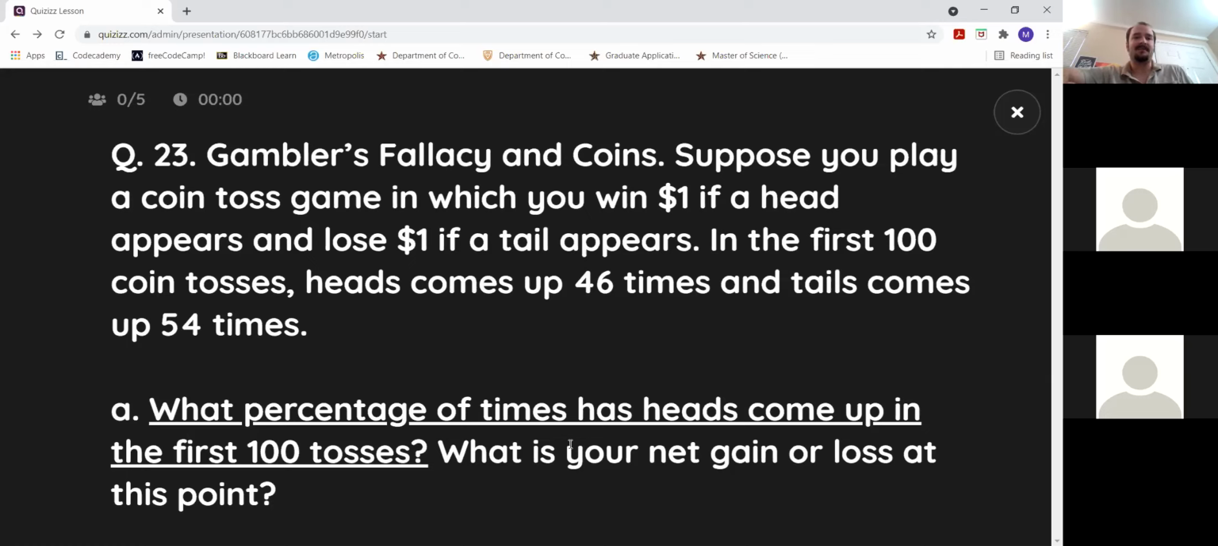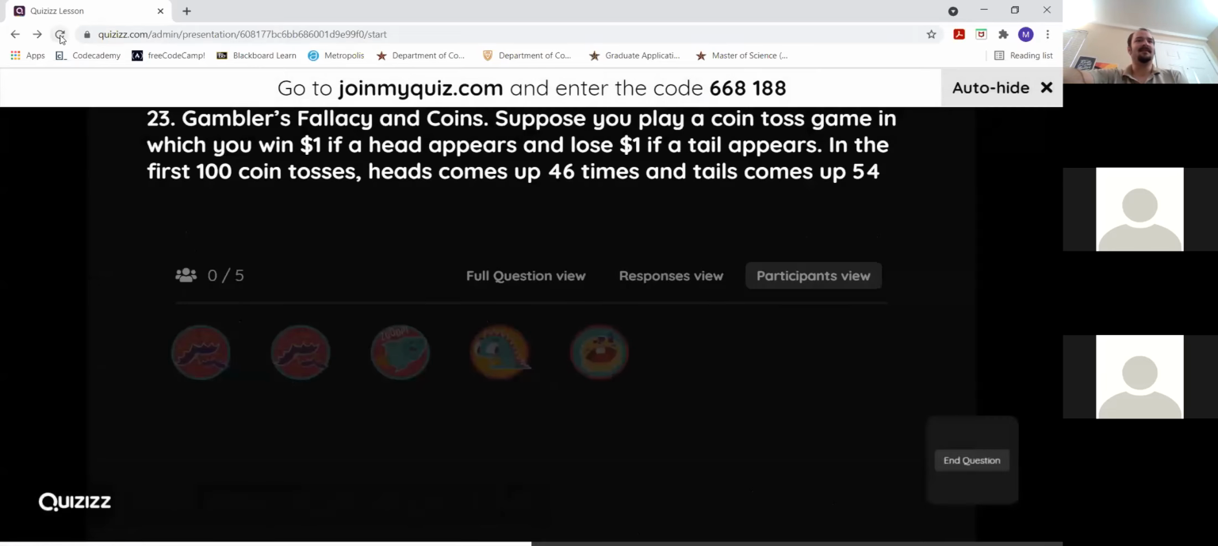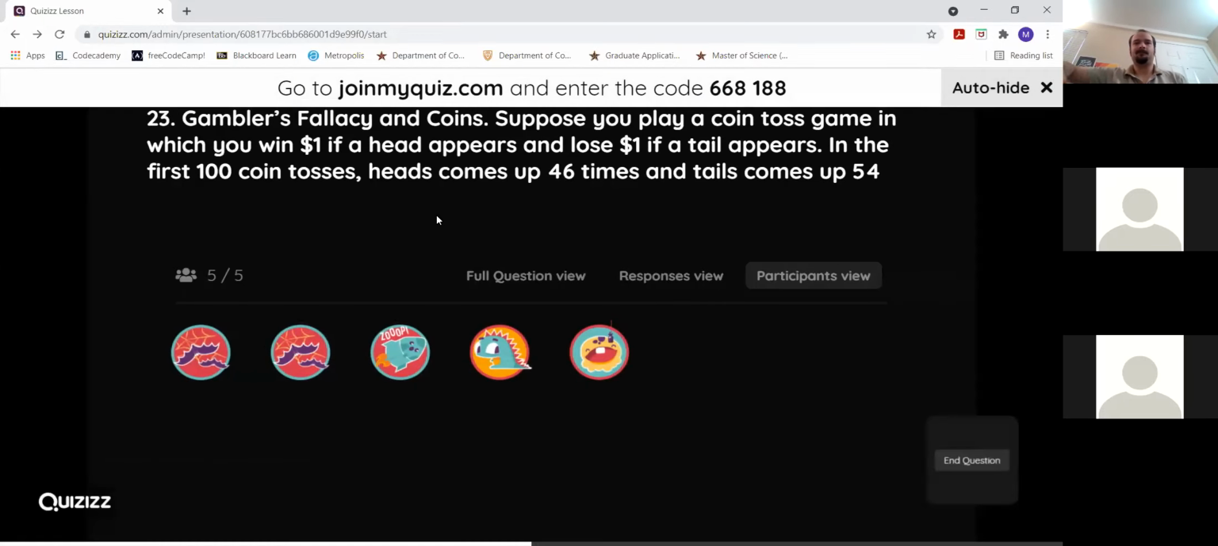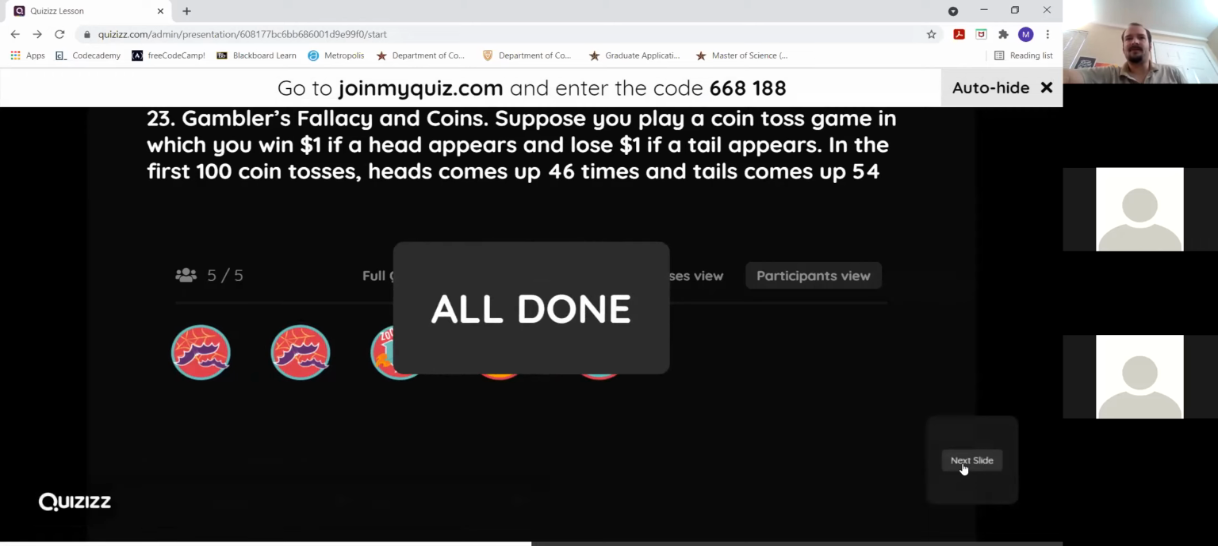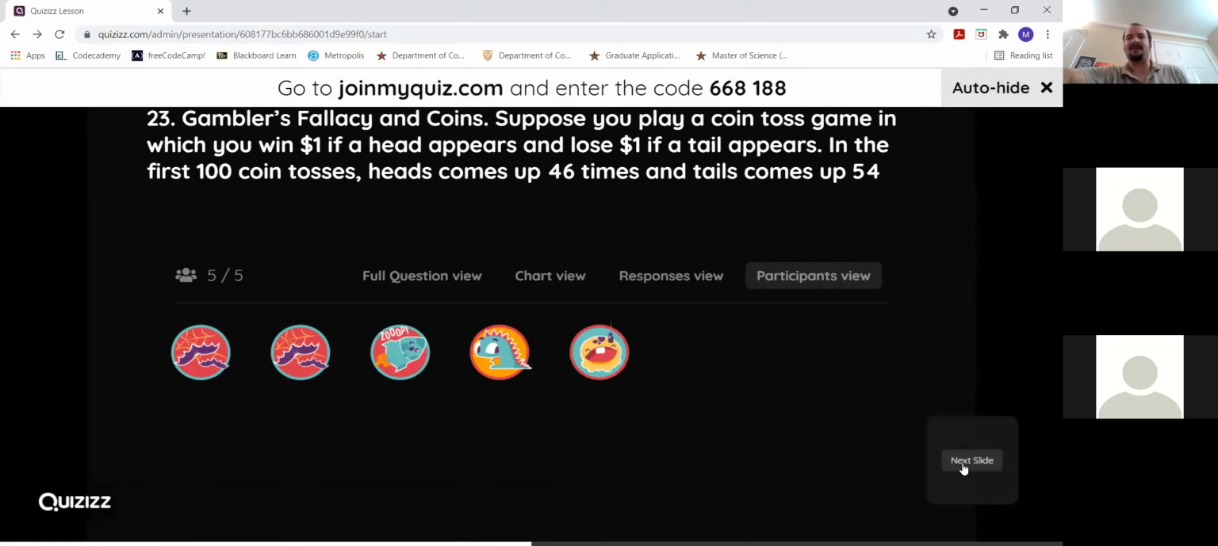And then we're going to answer this later. What is your net gain or loss at this point? But we get it 46 times. What is that percent? If it happens 46 out of 100 times, don't rack your brain too hard with this one. It's happening 46 out of 100 times. It must be lagging because I already submitted.